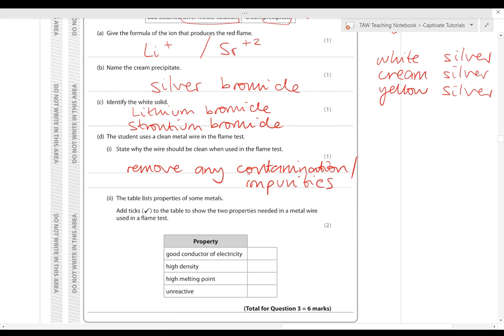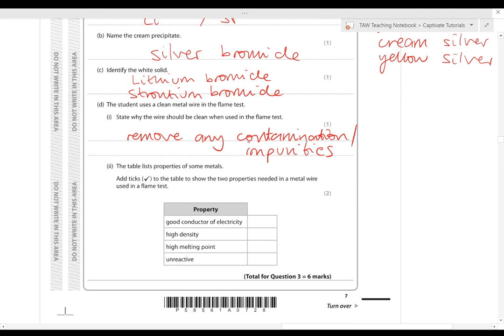And finally, we need to think about what kinds of wire we want to use for our flame test. So firstly, it's important that it's got a high melting point. So it needs to withstand the heat you're putting it under, so a high melting point is important. And secondly, it needs to be unreactive. We don't want the metal to react with the flame. We just want the substance we're testing to react with the flame. So those are the correct 2 answers. It needs a high melting point and it needs to be unreactive.